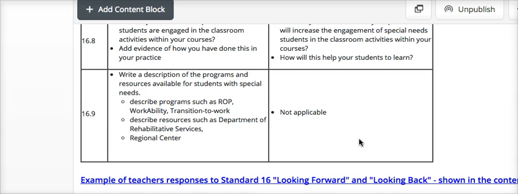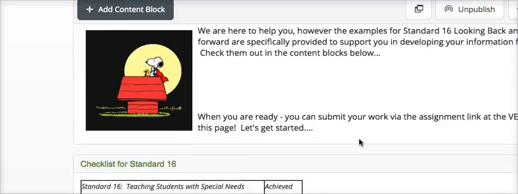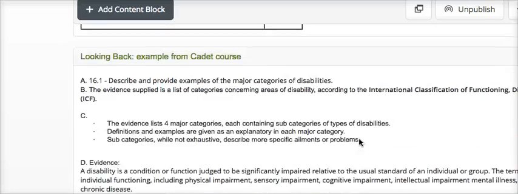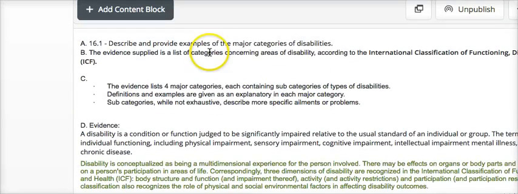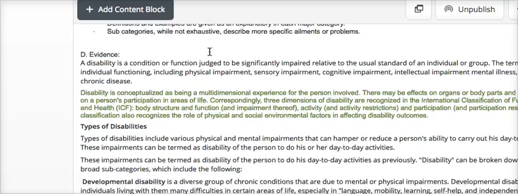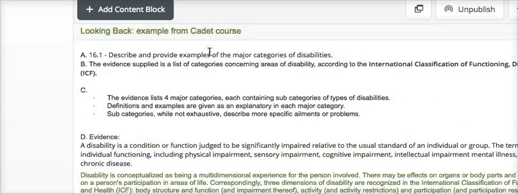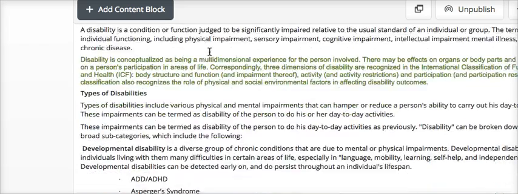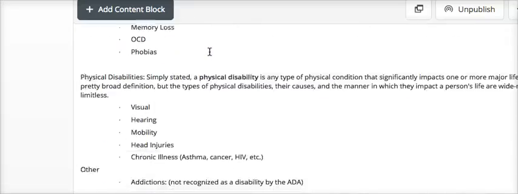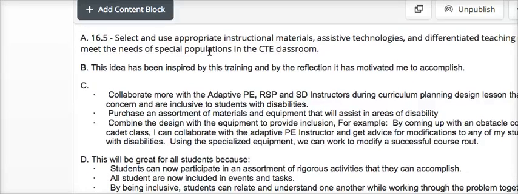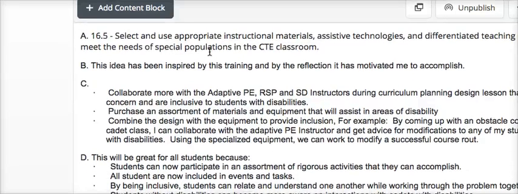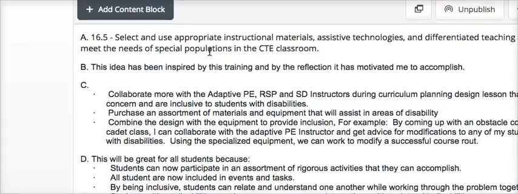So I don't know that I'm explaining this very well, but if you look down here, this might help you. So here is 16.1, and this is an example of looking back. And this is very much statements. What are these things? Then looking forward, here's an example from 16.5 about instructional materials. I hope that helps. Please let me know if it doesn't, because I don't know that I've done a very good job of explaining it.